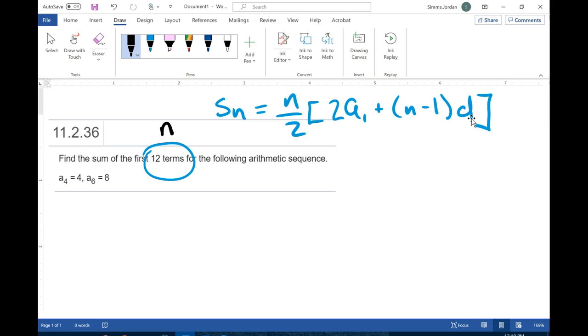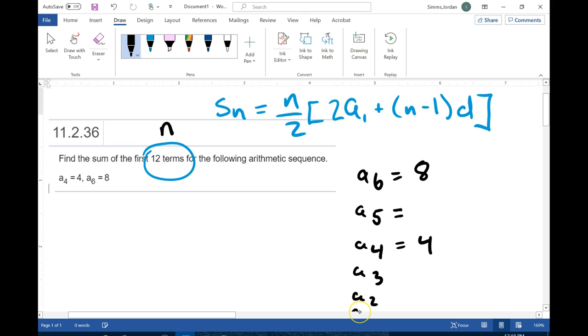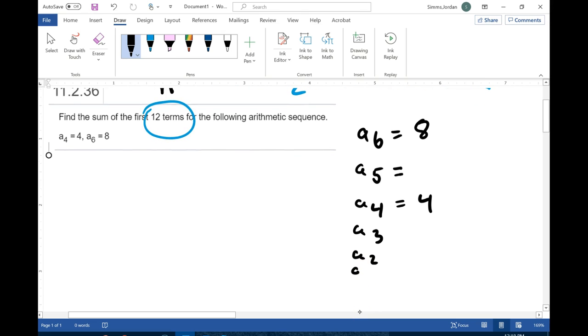But really, if we just think about the elements as a pattern, so we have a6, which I know is 8. We have a5, which I have no clue. But a4 is 4. And we need to go down a3, a2, let me erase that, all the way down to a1, right? That's a1 is what I want, so I can use this little formula.